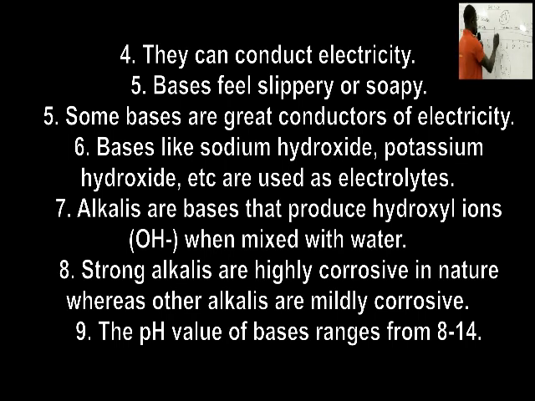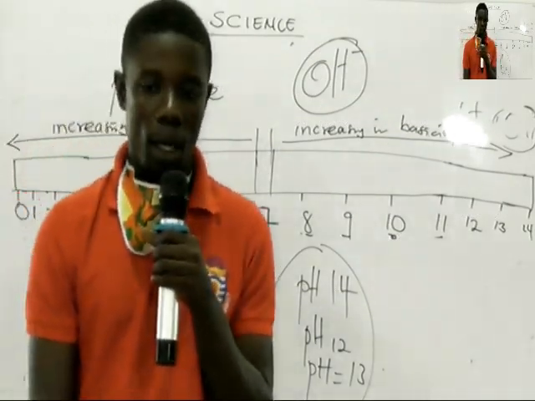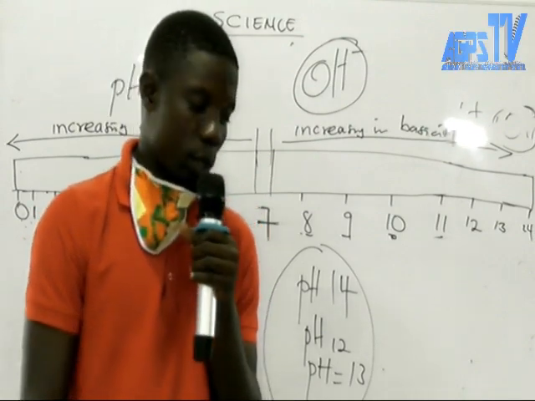So 7 is neutral. A substance that has a pH of 7 is water. A typical example is water. Water is neutral to litmus paper.